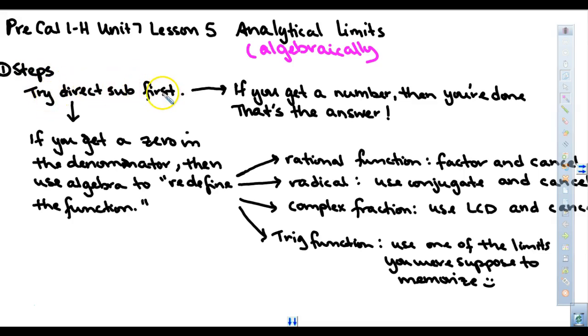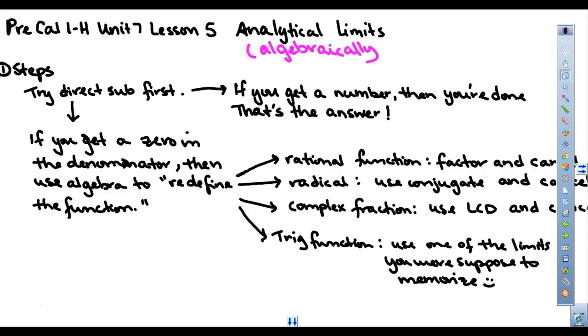Try direct substitution first. That just means that whatever x is approaching, take that number, plug it in the function, see what you get. If you get a number, you're done. That's the answer. If you get a 0 in the denominator, that's a big no-no. That's undefined. You can't have it. Then you've got to use some algebra to do what we call redefining the function. Okay? Here's some tips right here, depending on what kind of function you have.